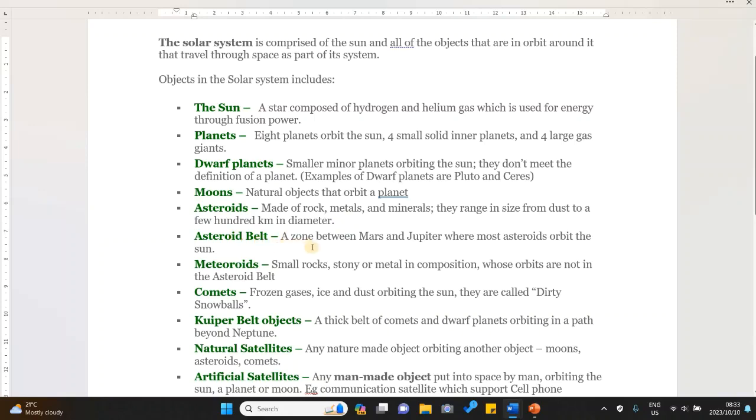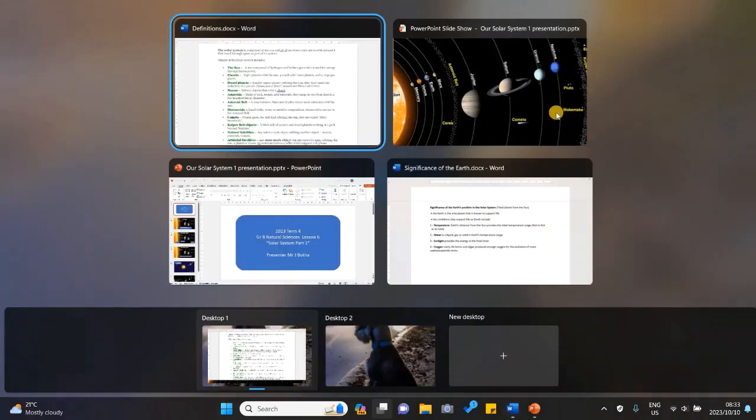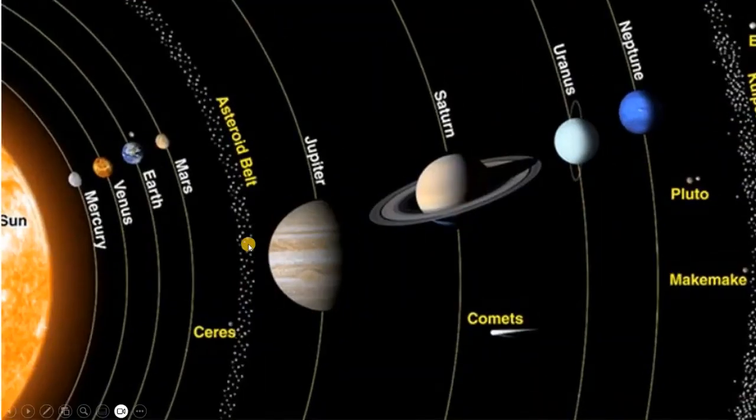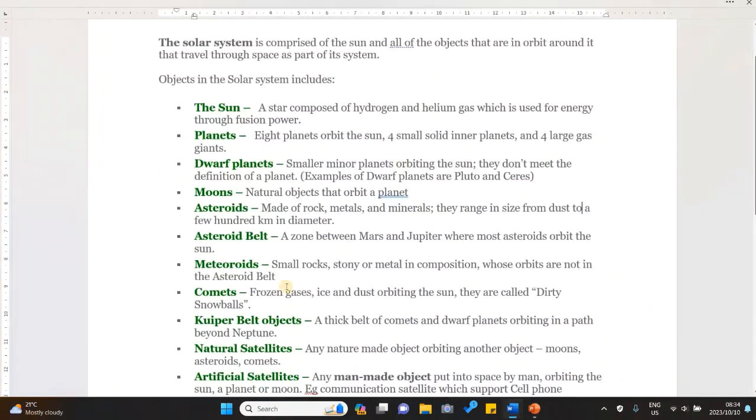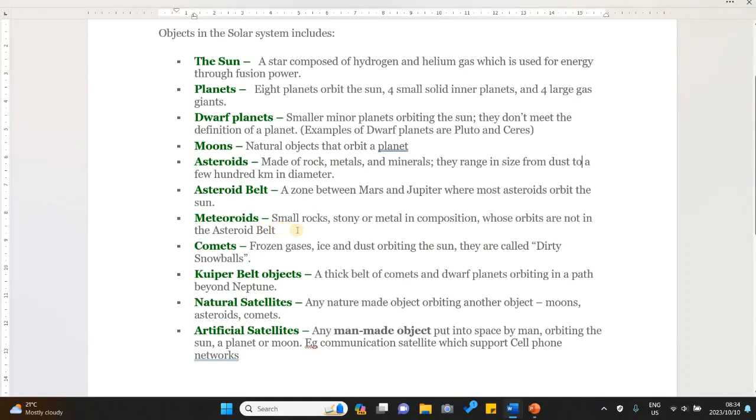Now the asteroid belt is a zone between the planet Mars and Jupiter where most of the asteroids orbit, or another word for orbit is move around the sun. When we take a look at this picture, we can see over here, these little dots are the asteroid belt. And this is the area or the zone in which we find asteroids. So they are grouped here between Mars and Jupiter. This is where we find the asteroid belt.